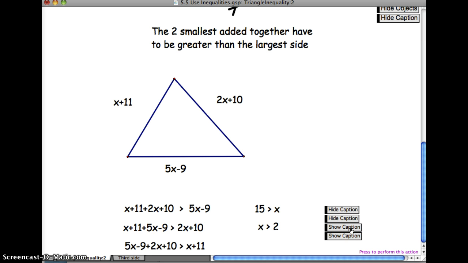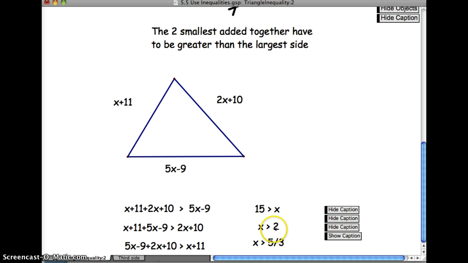If I solve the third one, I end up with this. x is greater than 5/3. Well, what's wrong with that one? It's smaller than 2. So I can go ahead and throw that one out. It doesn't mean I don't have a triangle because I clearly have a triangle. I can see it, right? It just means that this 5/3 isn't going to help me because it already does not meet the other limitations.